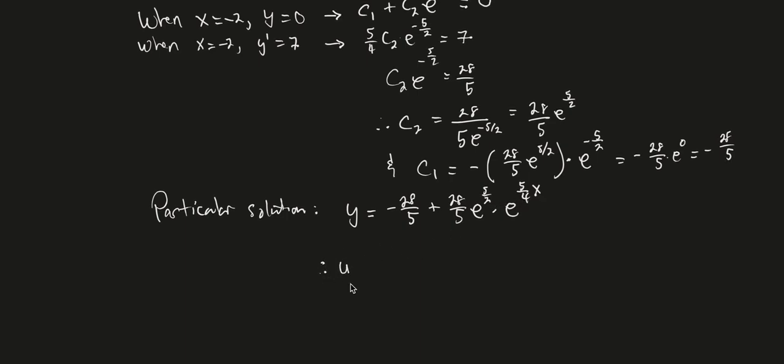So therefore, here's my nice and formal way of writing down my particular solution to this second order initial value problem. We have negative 28 over 5, and then plus 28 over 5, and then I'll have e, and I'm going to write this as 5/4 x plus 5 halves. Right? And there's our unique solution, again guaranteed by our existence and uniqueness theorem.